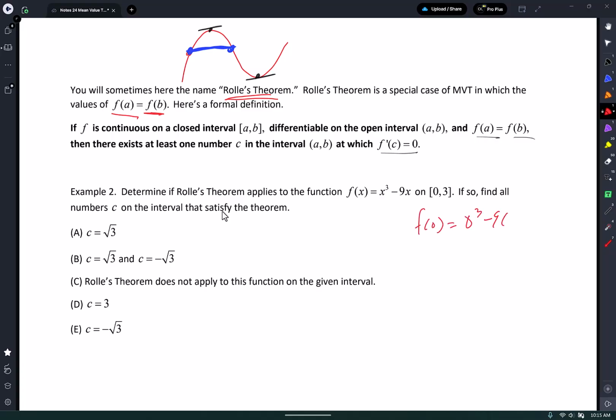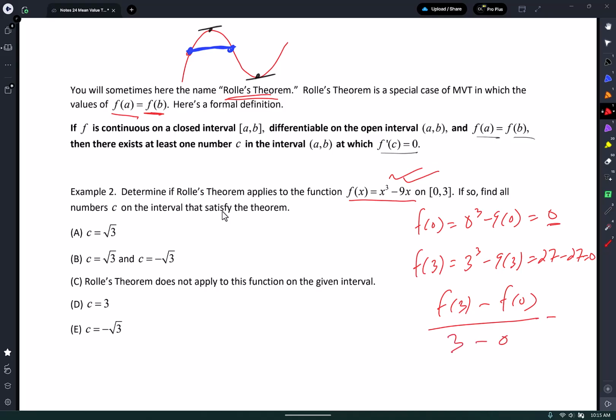0 cubed minus 9 times 0, that equals 0. f of 3: 3 cubed minus 9 times 3. 27 minus 27. It doesn't have to equal 0. The difference has to be 0 because it should be the same thing. So, yeah, this is continuous on 0 to 3. It's differentiable on 0 to 3, so Rolle's theorem applies, and f of 3 minus f of 0 over 3 minus 0 does in fact equal 0. So Rolle's theorem applies.